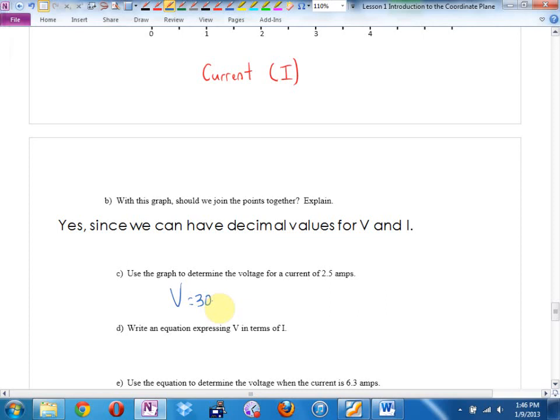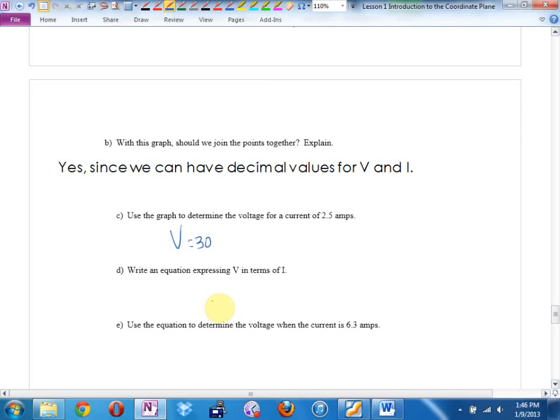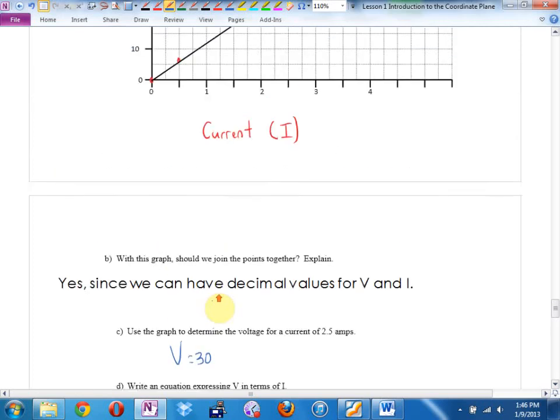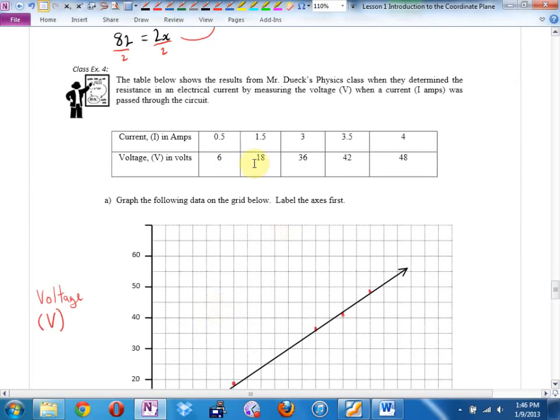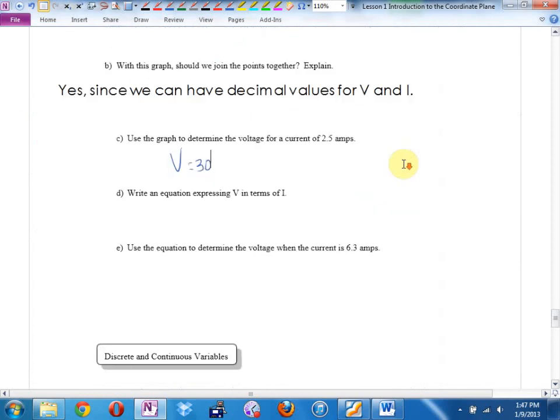All right, smarty peoples, see how good you are. D says, write an equation expressing V in terms of I. Can you come up with an equation that will turn a 0.5 into a 6, a 1.5 into an 18, a 3 into a 36, a 3.5 into a 42, a 4 into a 48? Yeah, it'd be 12x equals y, or y equals 12x.